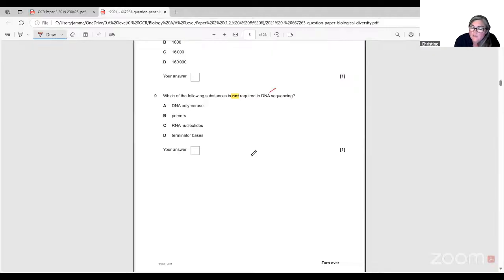Well, DNA sequencing is where we're going to need to use DNA nucleotides. We're going to be using terminator bases. We're going to make sure those terminator bases have fluorescent dyes, I hate spelling that, I think I've spelled that wrong.